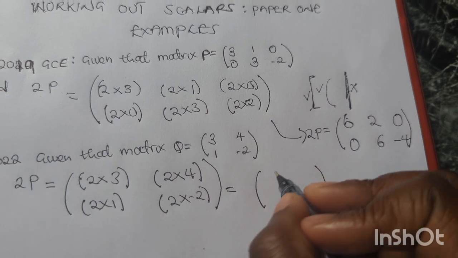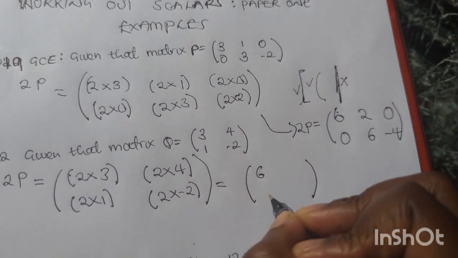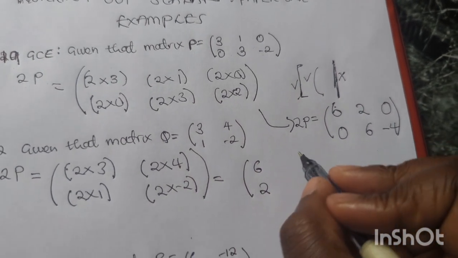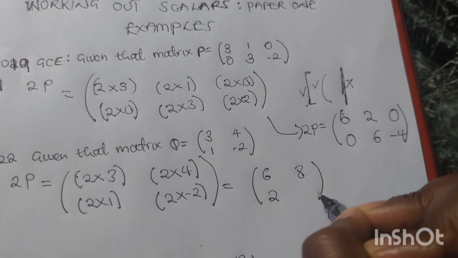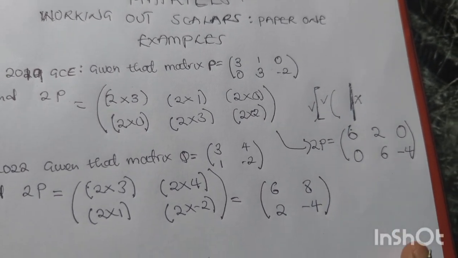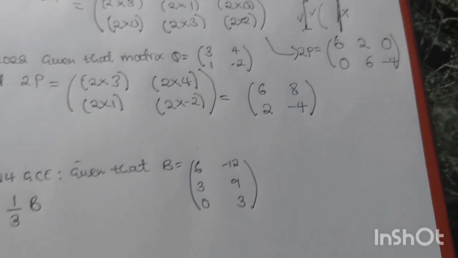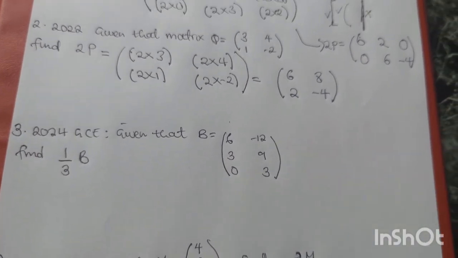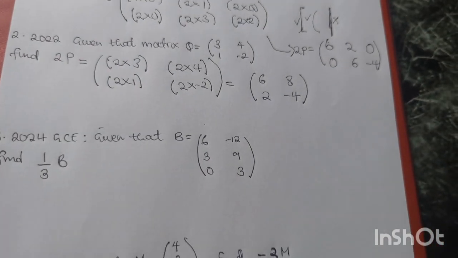So 2 by 3, that's 6. 2 by 1, that's 2. 2 by 4, 8. And 2 by -2, -4. That is it. 2 pieces, you're done. 2 marks, 2 free marks. Okay, then number 3 is interesting.